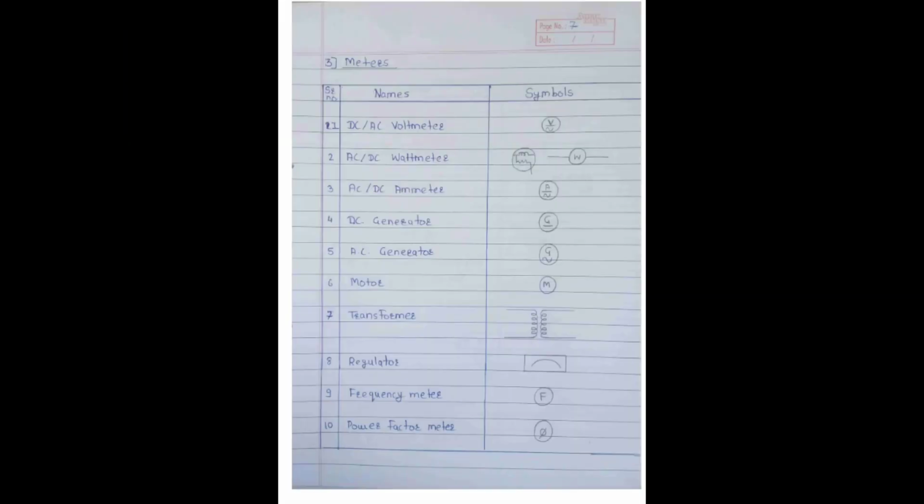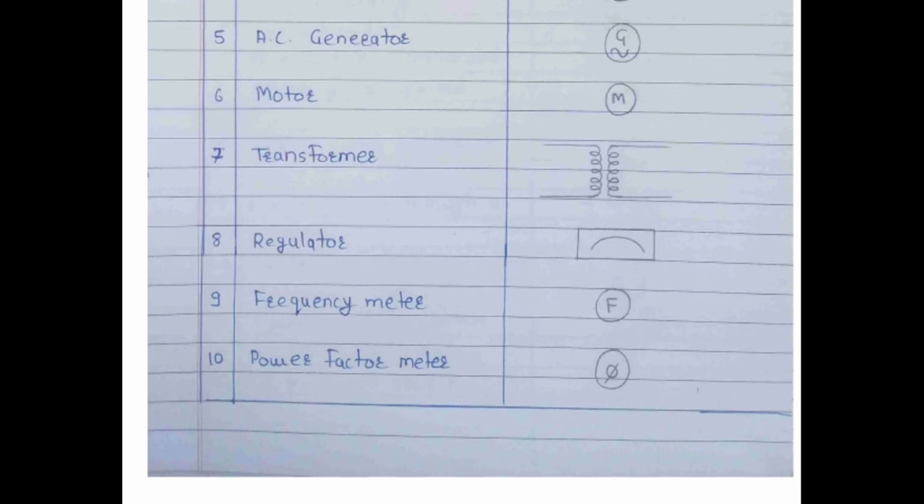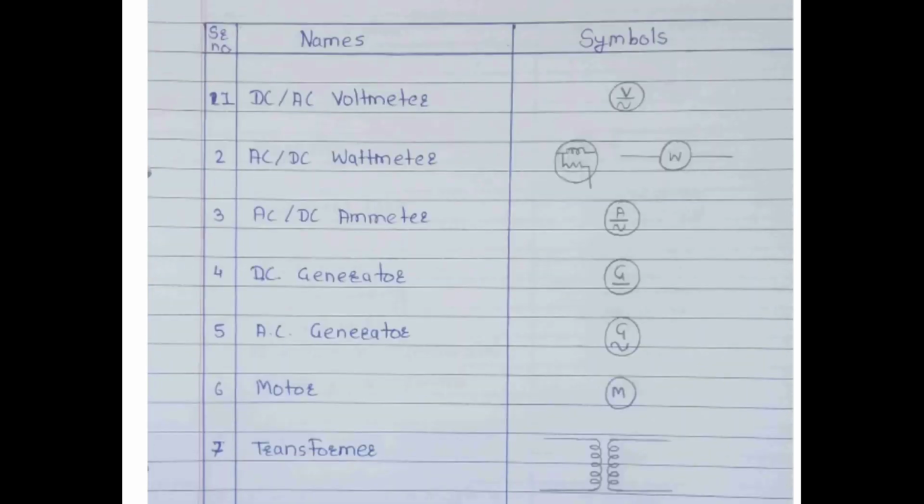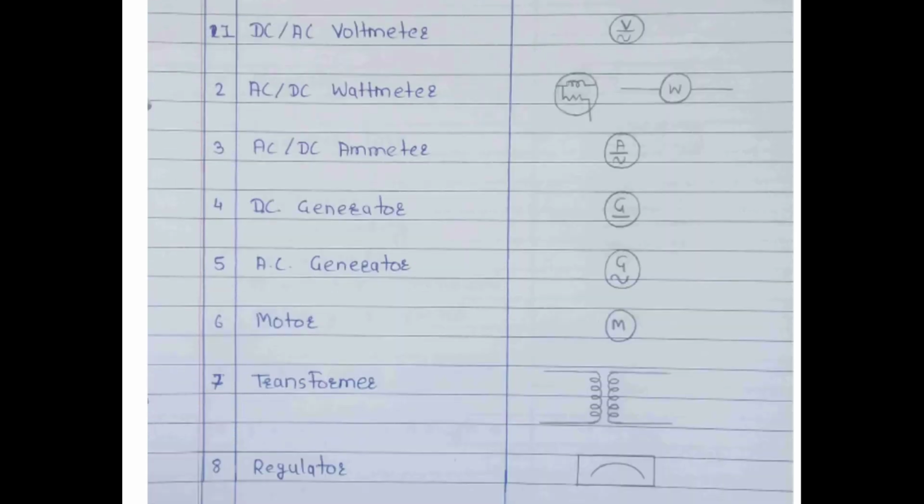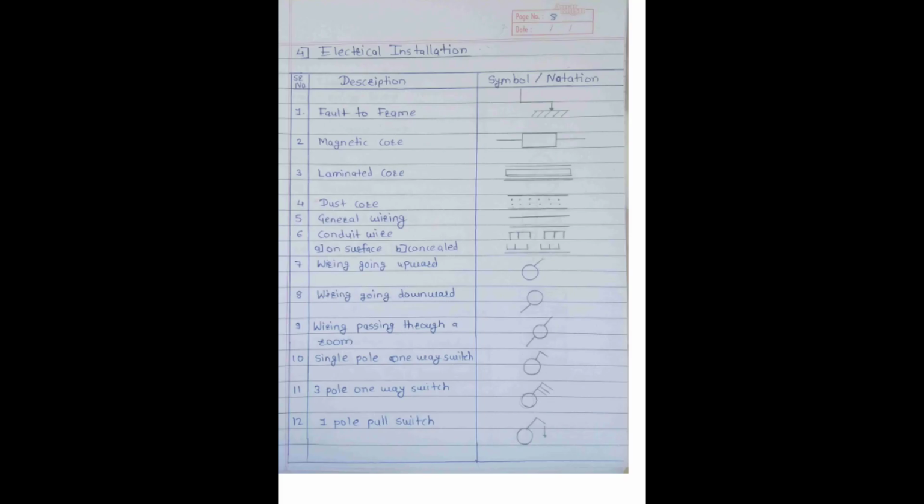These are also symbols, meter symbols. See this carefully. These are the meter symbols: DC-AC voltmeter, DC-AC wattmeter, DC-AC ammeter, DC generator, AC generator, motor, transformer, regulator, frequency meter, and power factor meter. These are the electric installation symbols.